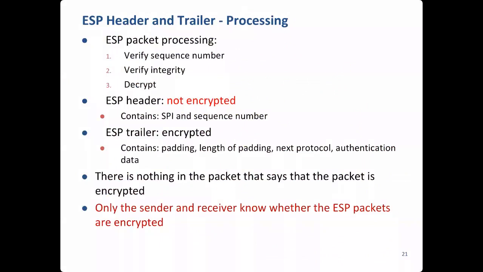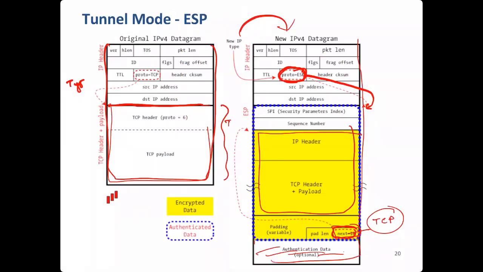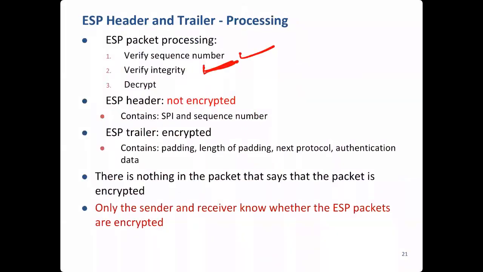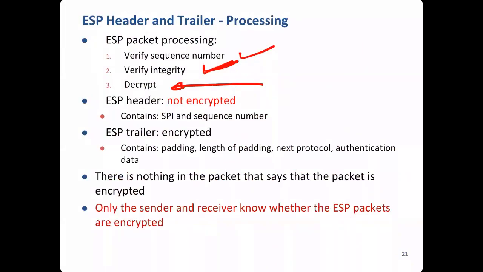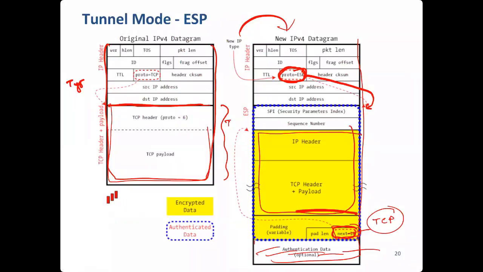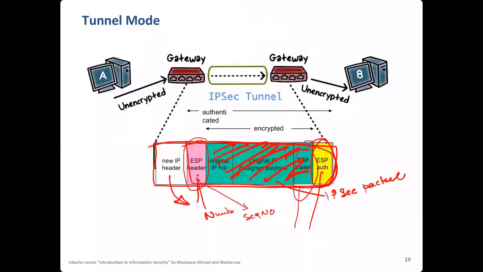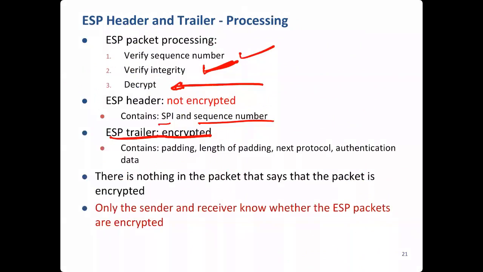So on receiving, what is to be done? Verify the sequence number, verify integrity. Once the recipient receives this, based on the authentication data, it will verify integrity. If there is a problem, the packet will be discarded. Otherwise, if everything is okay, it will be decrypted. Note that the ESP header is not encrypted, but it is authenticated. It contains the SPI and sequence number. However, the ESP trailer is encrypted, right? This is encrypted. So there is nothing in the packet that says the packet is encrypted, so Mallory cannot interpret anything.